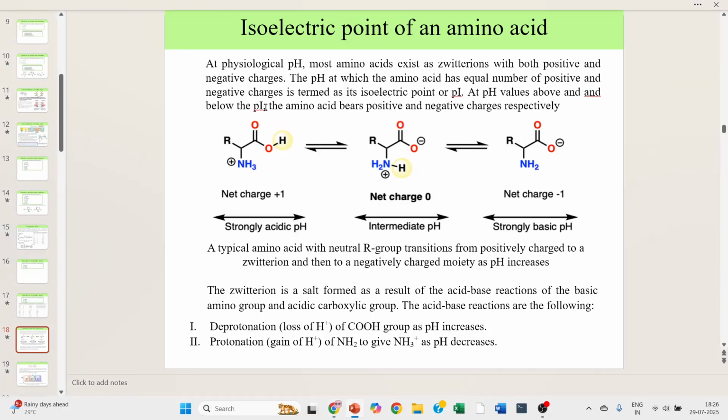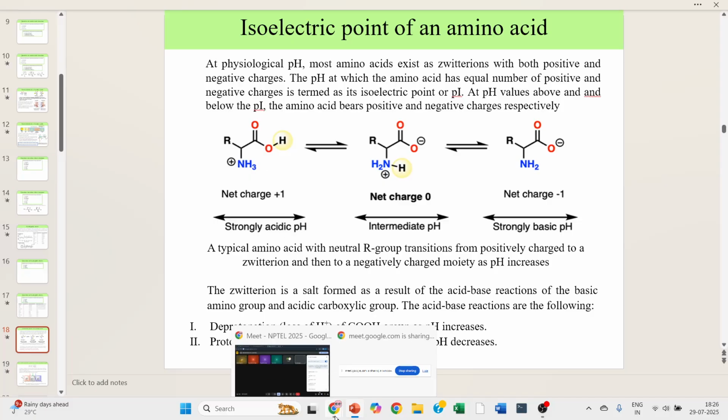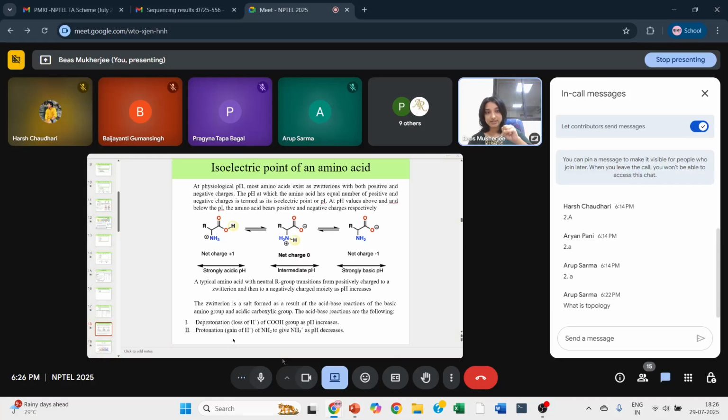So another thing is, try to imagine it this way: you take an amino acid and place it in a pH of, let's say, 1, and then you gradually keep adding a base so that the pH increases. Now the charge on the amino acids in this peptide also keeps changing. Why is that? Because there is something known as the pKa of an amino acid, right? So at physiological pH, most amino acids exist as zwitterions.